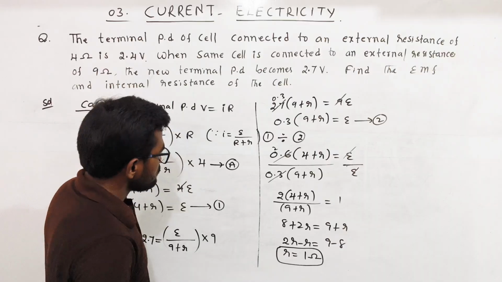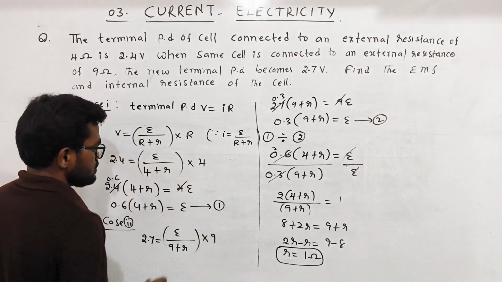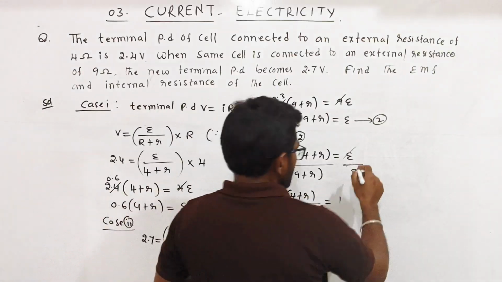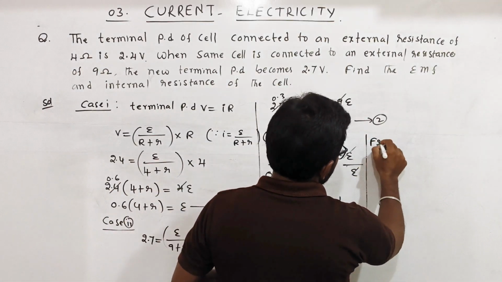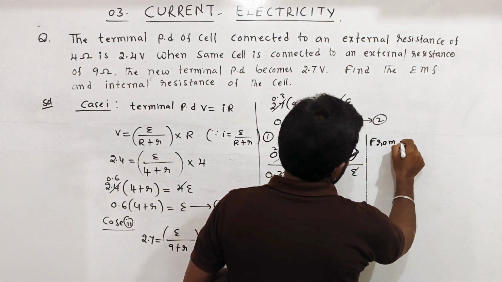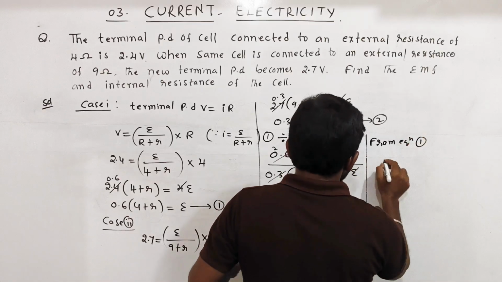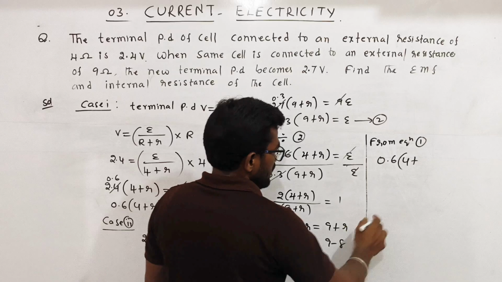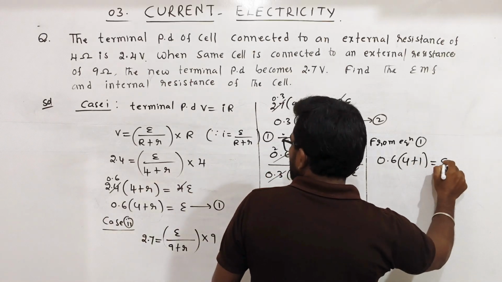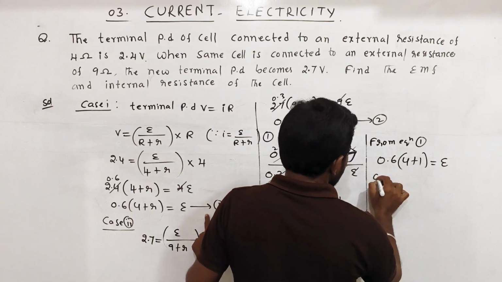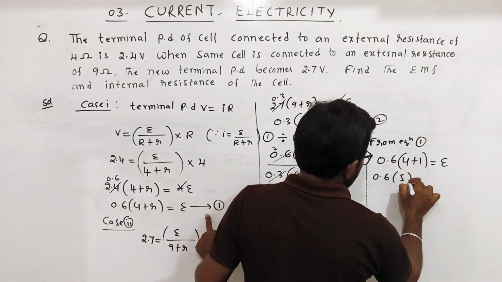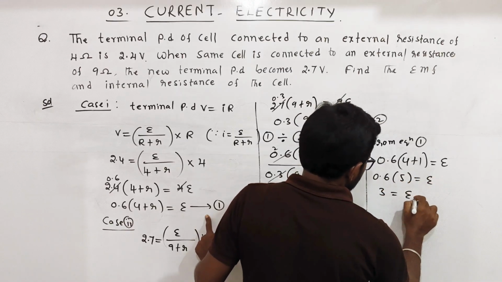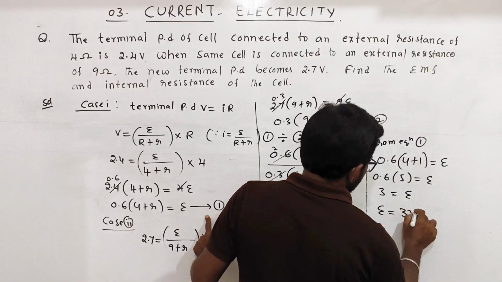Substitute the r value in the first equation. That is 0.6 into 4 plus r is equal to E. From equation number 1, 0.6 into 4 plus r, where r means 1. 4 plus 1 is equal to E. Right? So 0.6 into 5 is equal to E. 0.6 into 5 is equal to 3. So E is equal to 3 volt.